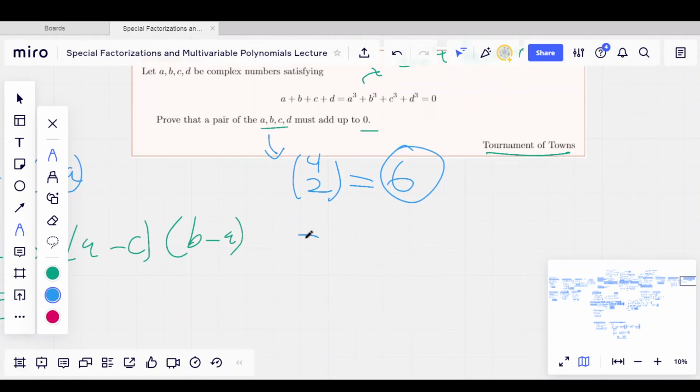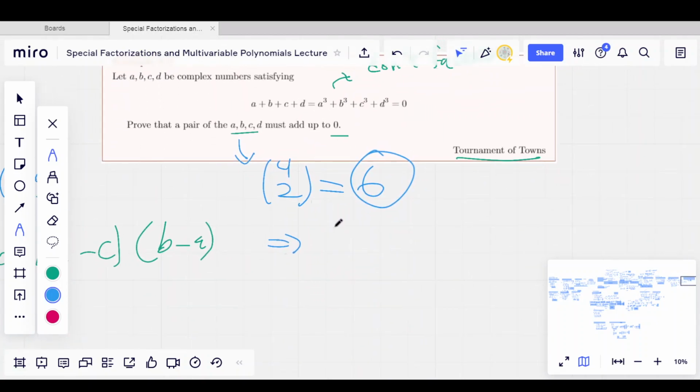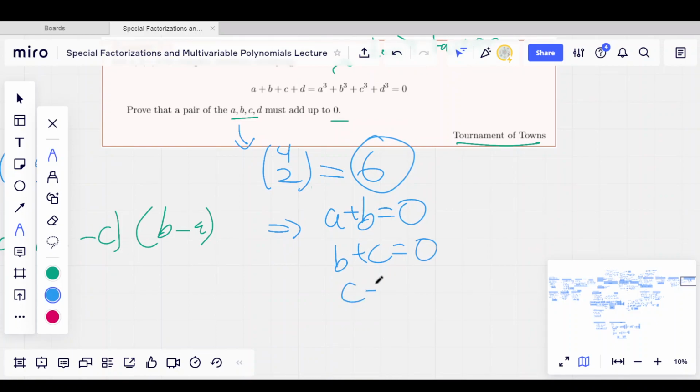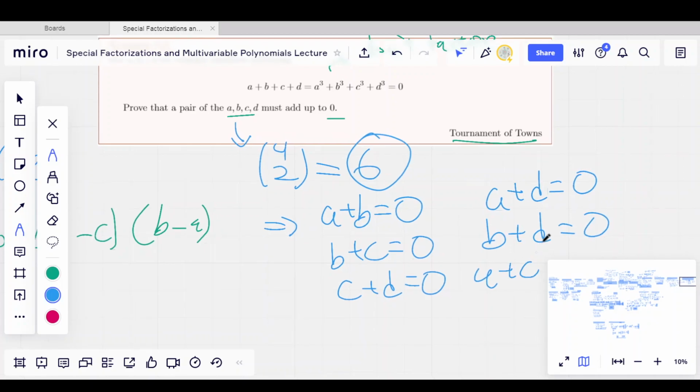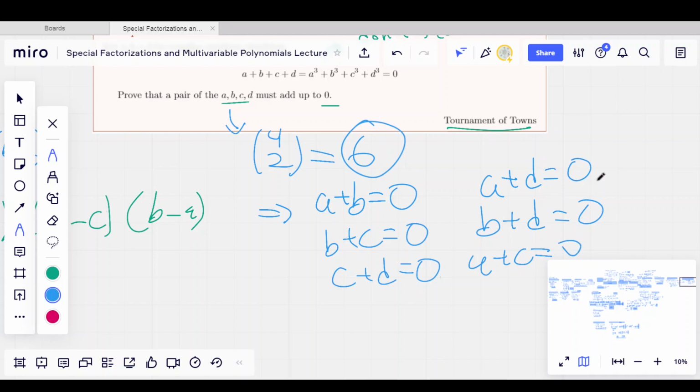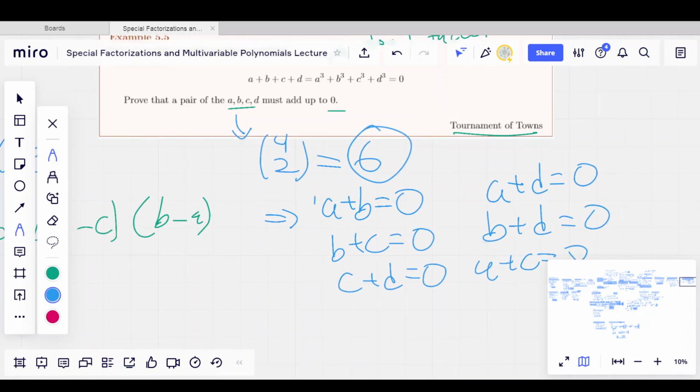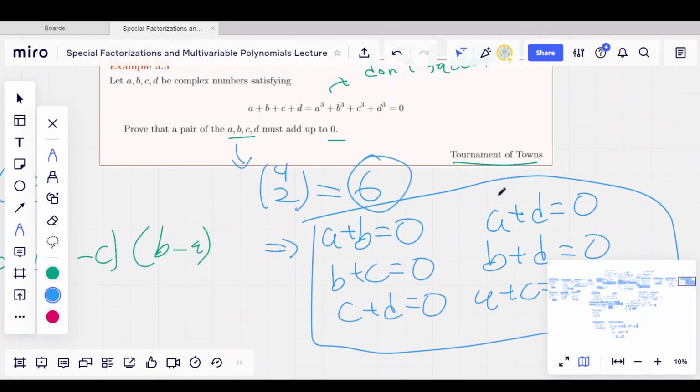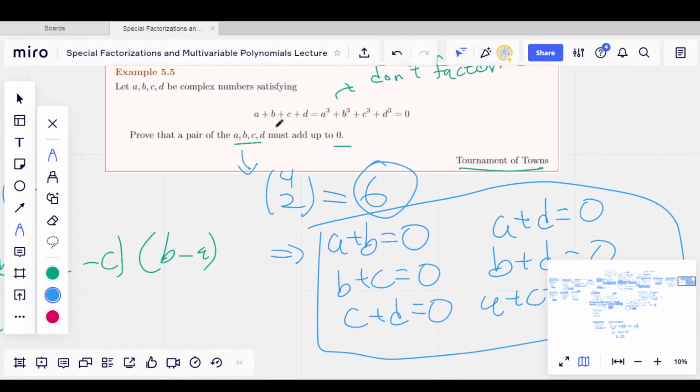So we're basically implying that A plus B is 0, B plus C is 0, C plus D is 0, A plus D is 0, B plus D is 0, A plus C is 0. That's what we're trying to prove. So we're trying to prove all 6 of these equations. So that's why it's so hard to do, right? What are we going to do?